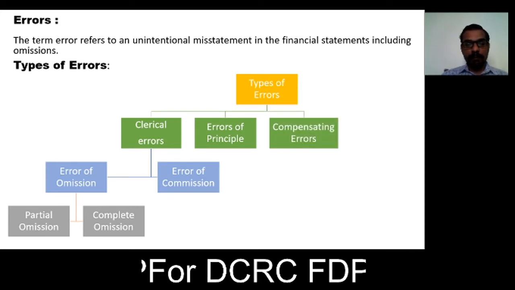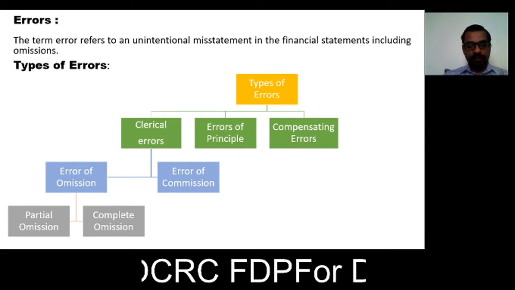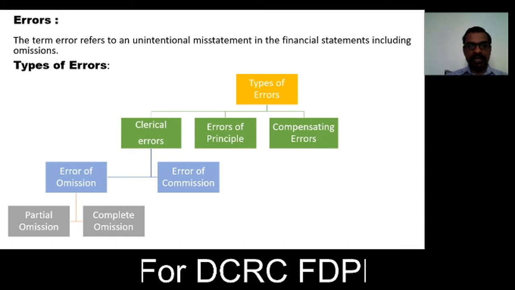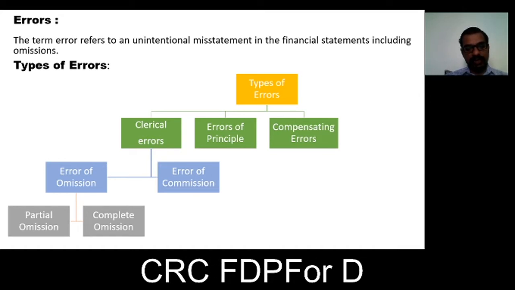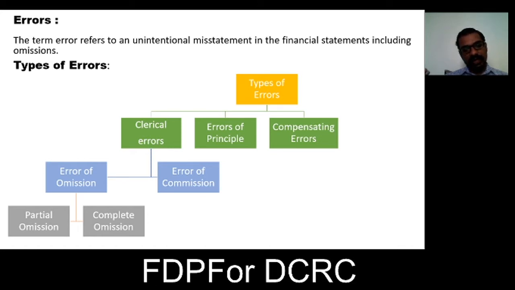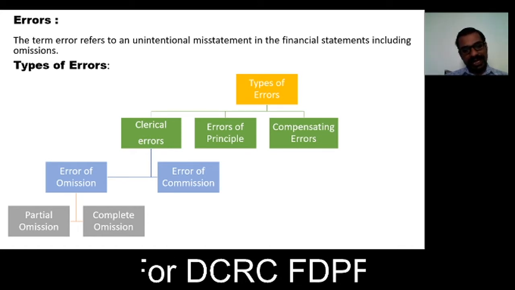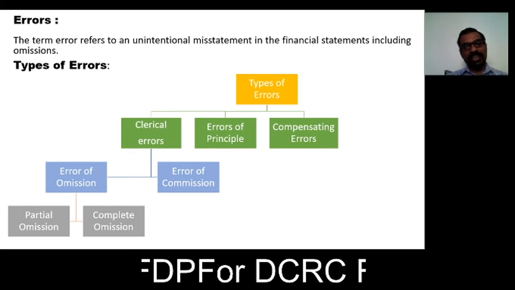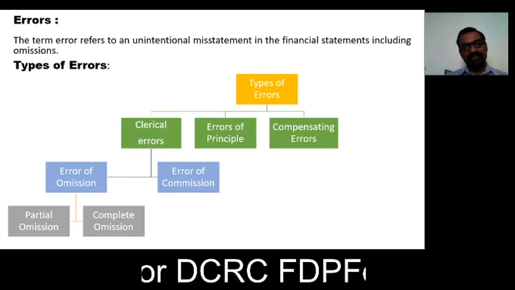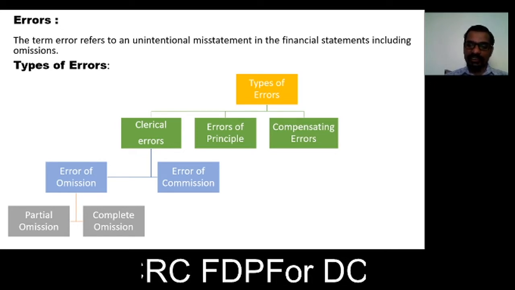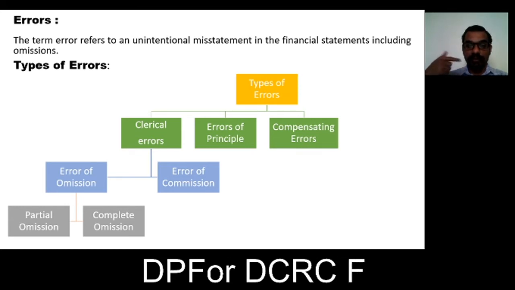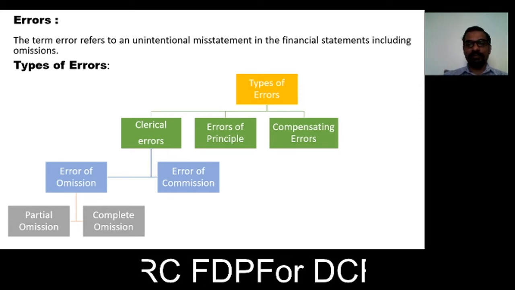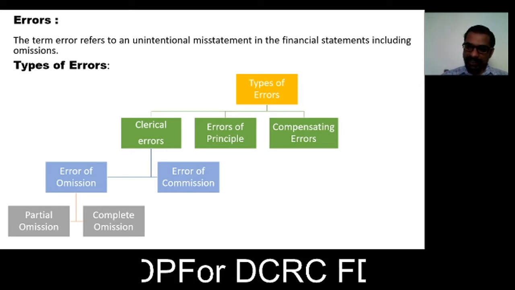Now the next one, compensating error. The meaning of the compensating error is when the commission of an error offsets another error. Commission means when the effect is shown in the incorrect book of account, and due to that incorrect effect, another kind of error is generated. At that time, that kind of error is called the compensating error. Means when one error causes another error, that kind of error is called a compensating error.